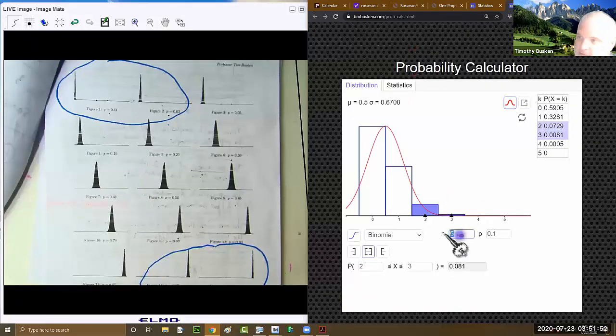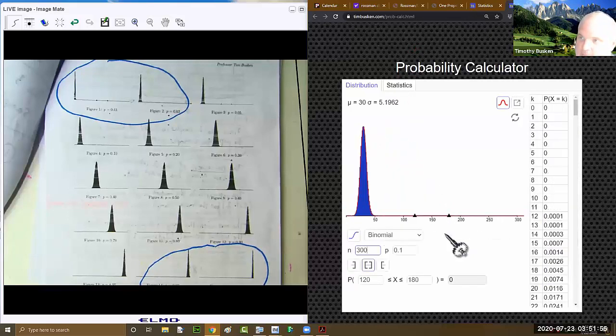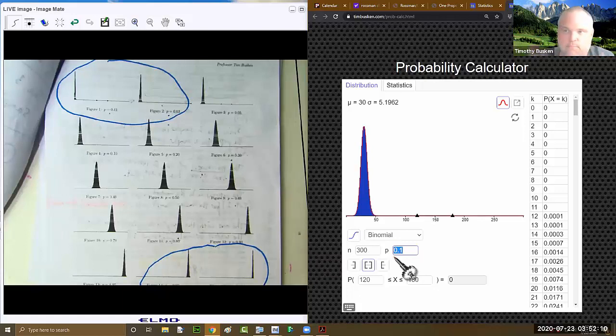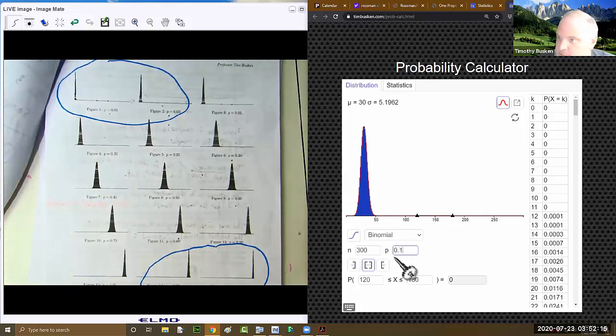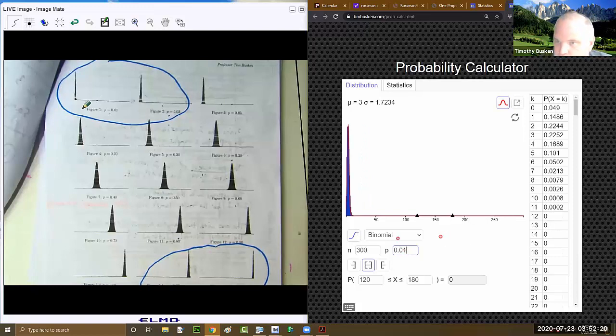I set the value of n to 300, and I examine the binomial distribution curve as I change the value of p, the actual percentage, away from 0.01, which is where I started. So when I started, here's the graph of the binomial distribution, which could also be the graph of a sampling distribution of sample percentages.